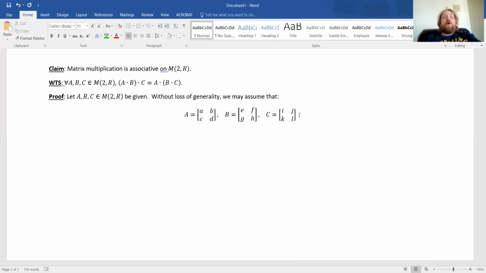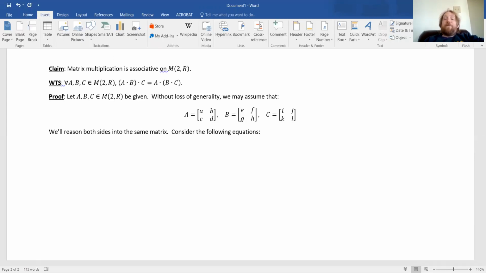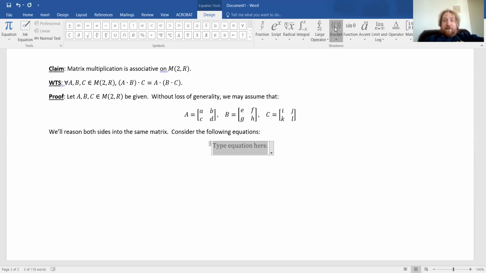Now, because we need to prove this equation and both sides look messy, we'll reason both sides into the same matrix. Consider the following equations. Now, this is just going to be messy, but we will get through it.